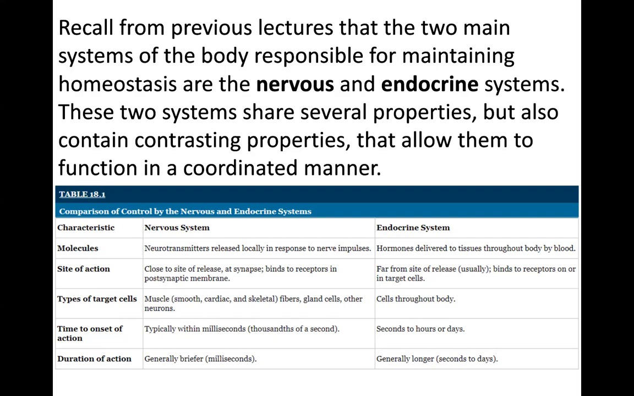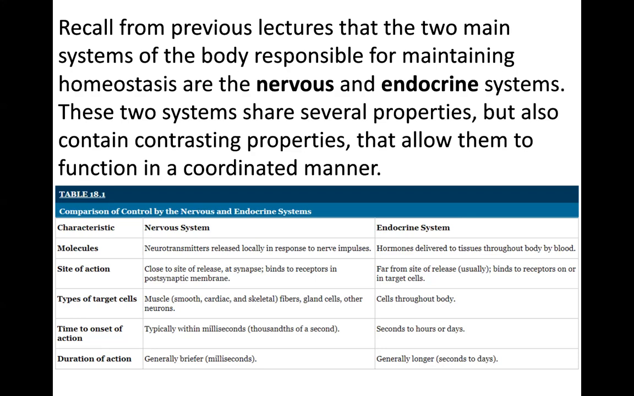When it comes to the endocrine system, we're talking hormones delivered to tissues throughout the body by blood. The site of action for the nervous system is very, very specific and close to the site of release. In other words, where the synapse is, the neurotransmitter is going across the cleft to just maybe a few cells. Whereas in the case of the endocrine system, we can be dumping hormones into the blood, like up in our brain, and those hormones might have to go all the way to the other side of the body.